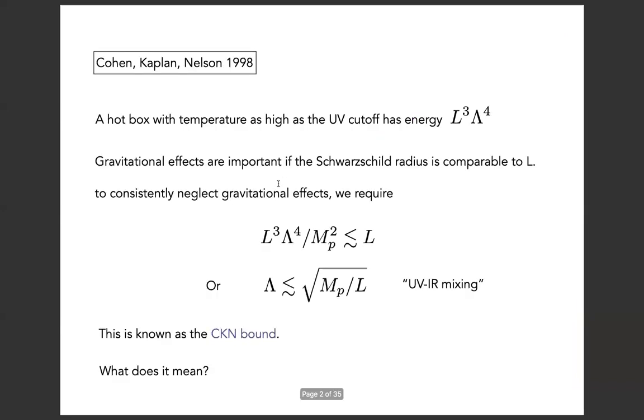Okay, so the Cohen-Kaplan-Nelson bound is really a completely trivial thought experiment that leads to a very confusing and poorly understood result. The thought experiment is: take a hot box, and suppose the temperature can be as high as the UV cutoff lambda. I'll work in three spatial dimensions for the moment. You don't want this thing to collapse to a black hole, so you bound the Schwarzschild radius by L, and that immediately gives a connection between the box size L, 1 over root L, and the UV cutoff lambda.